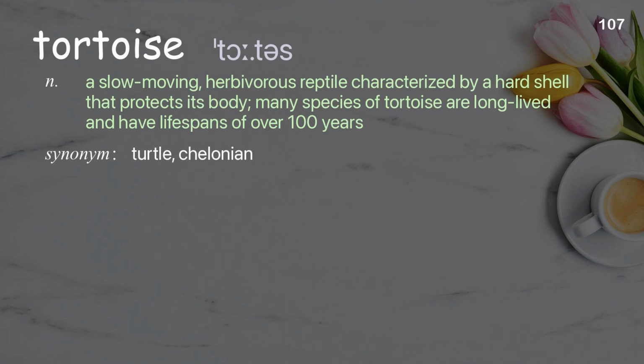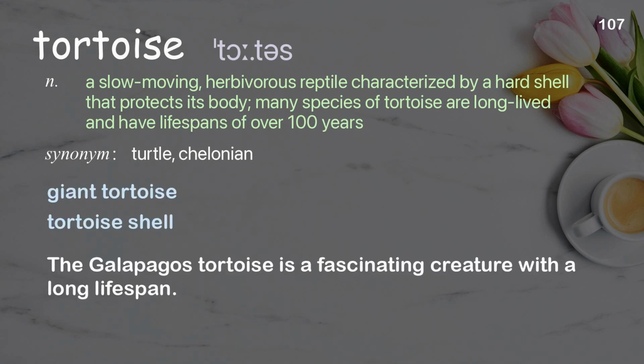Tortoise: a slow-moving, herbivorous reptile characterized by a hard shell that protects its body. Many species of tortoise are long-lived and have lifespans of over 100 years. Examples: giant tortoise. Tortoise shell. The Galapagos tortoise is a fascinating creature with a long lifespan.